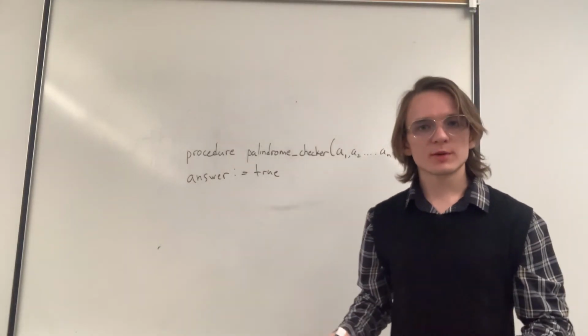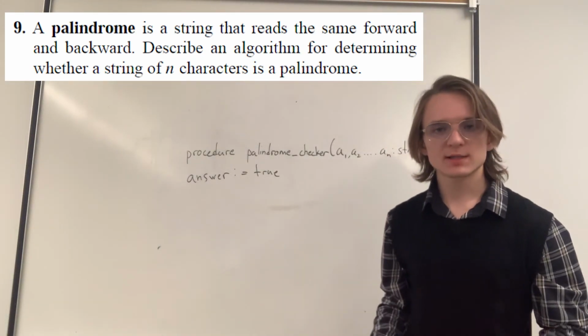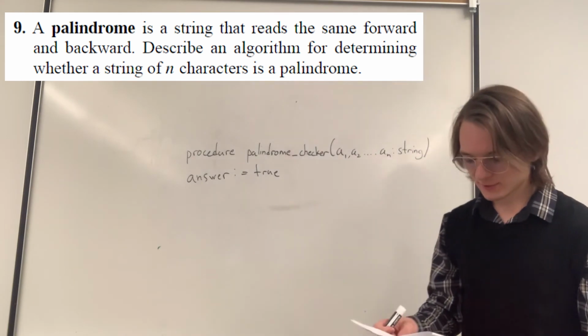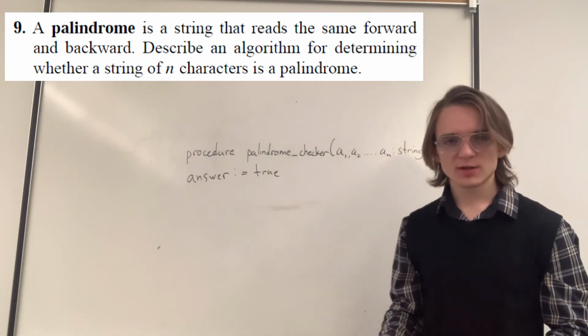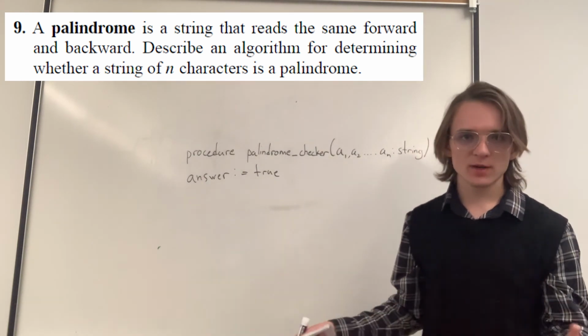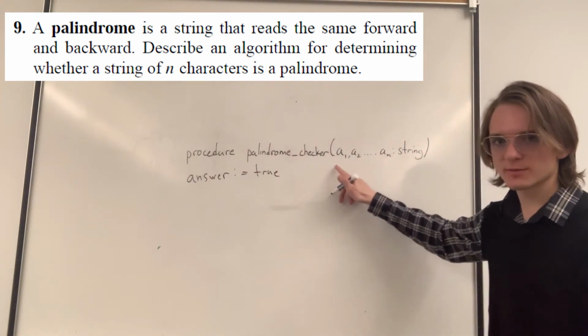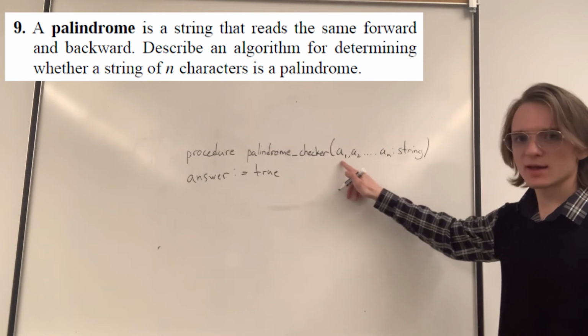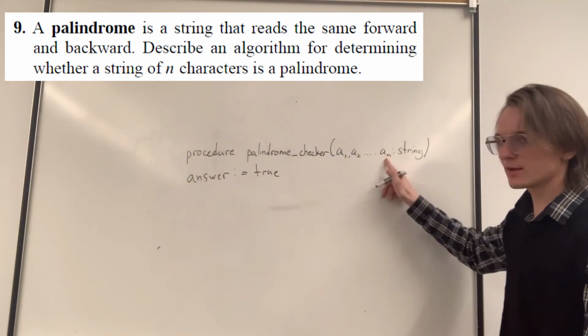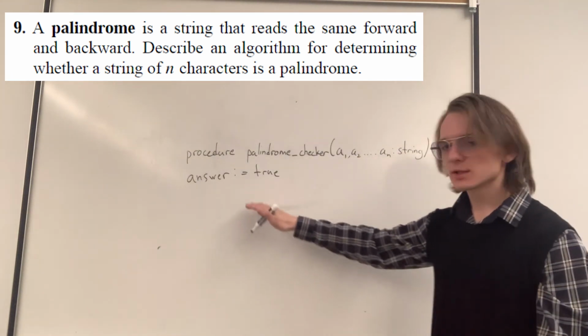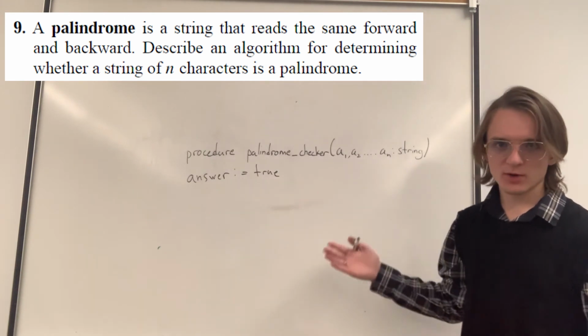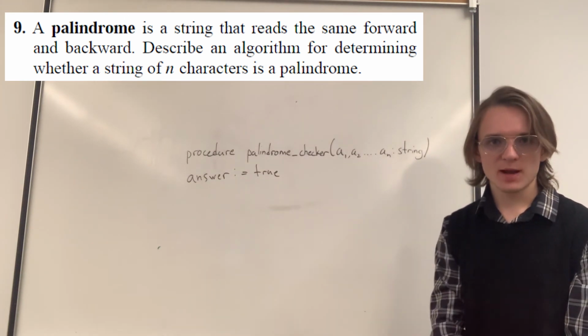So we need to determine whether an input string is a palindrome. And of course, a palindrome is a string that reads the same forward and backward, like racecar, for example. I already wrote the procedure. We're going to call it palindrome checker, and it takes as input n characters, 1 through n, and this denotes a string. Let's begin by assuming whatever is input is currently a palindrome.